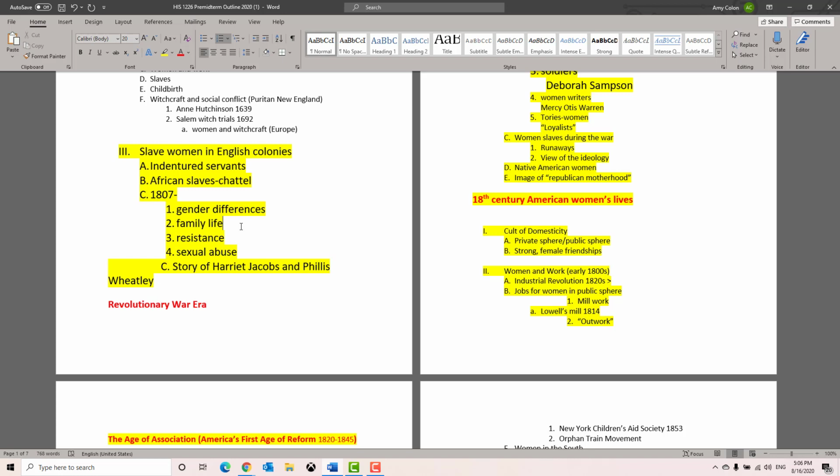And oftentimes slaves would call each other aunt, uncle, cousin, sister, even if they weren't blood related, because they saw each other as a big extended family. It was a community. Slaves built their own communities and culture, even though they were not viewed as legal citizens of the colony they lived in.